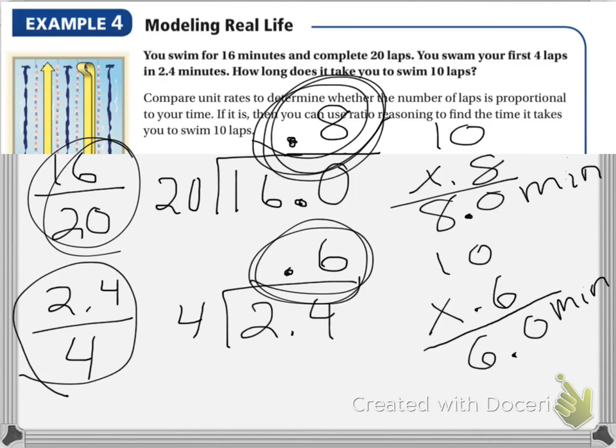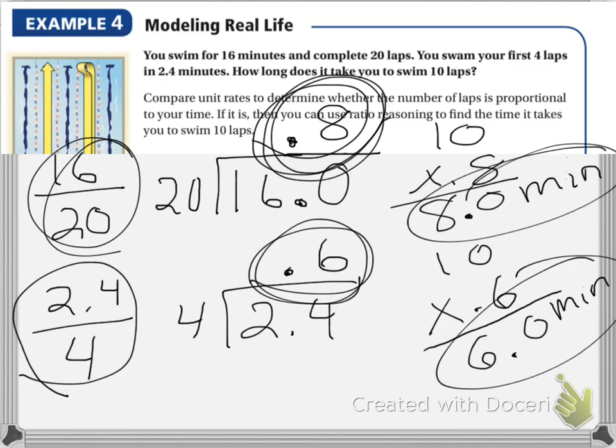In reality, it's going to be somewhere probably between these two, but we can get a good idea by looking at both of those ratios that are not a proportion. They are not equal to each other.